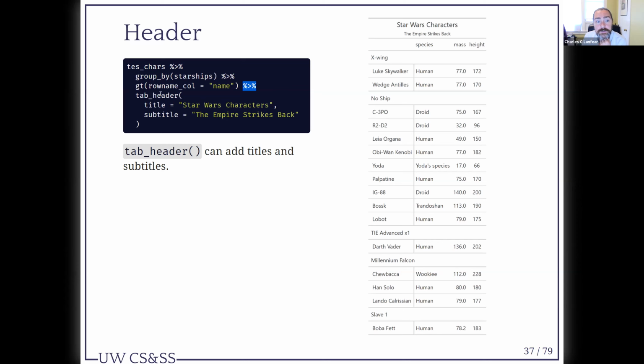So what I say here is tab header. My title should be Star Wars characters, and my subtitle should be The Empire Strikes Back. What we get here now is the title Star Wars characters with a subtitle The Empire Strikes Back. Works just like ggtitle.